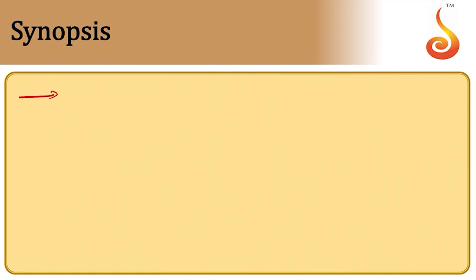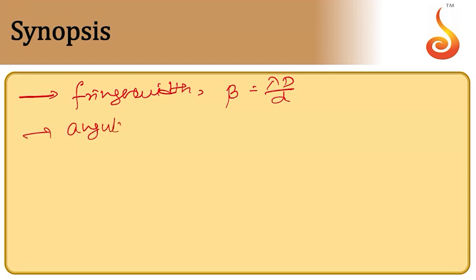The separation between successive fringes, known as fringe width beta, is lambda D divided by d, and the angular fringe width is equal to beta by D, which is lambda divided by d.